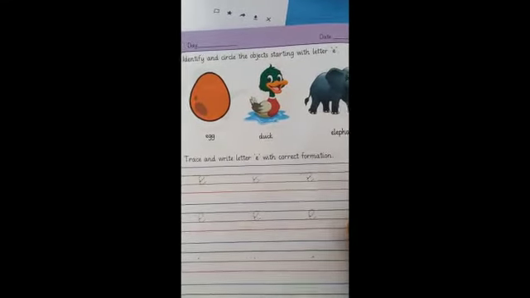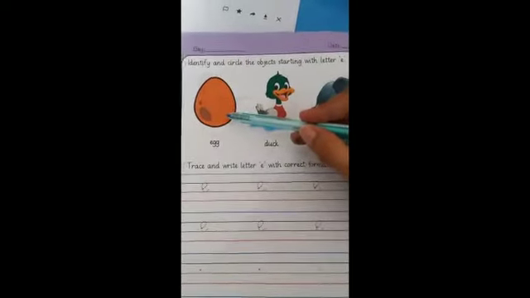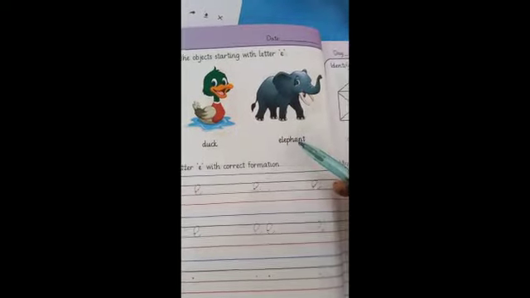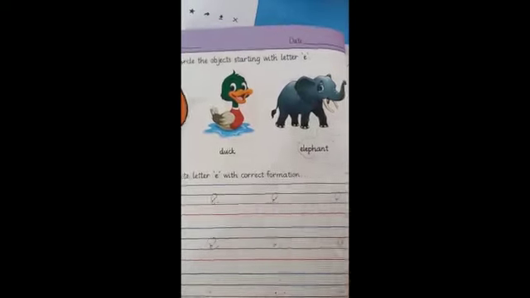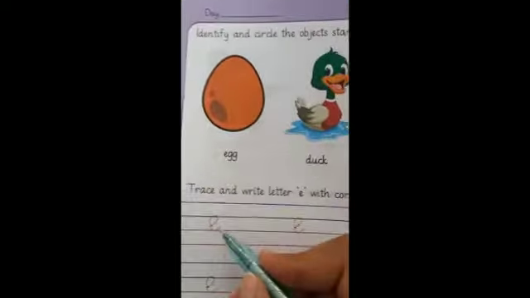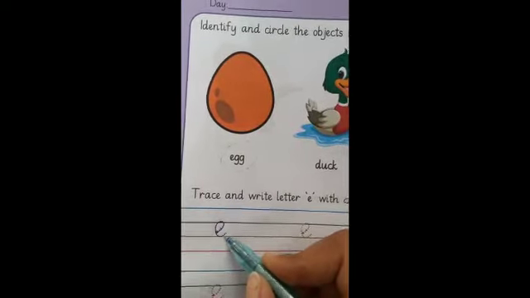Identify and circle the objects starting with letter E. So here is egg. So we circle letter egg. Here is elephant that starts with E and that sound is A. So circle A. Let's have a look at its formation. We start from this arrow and then draw a curve to the middle of the page.